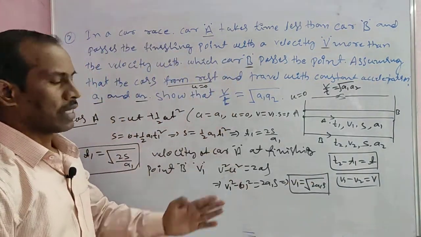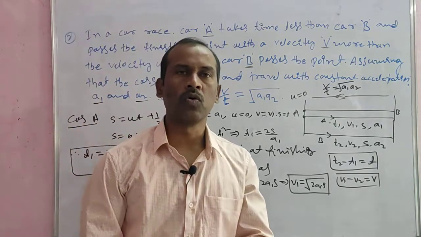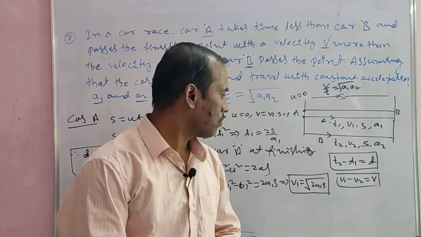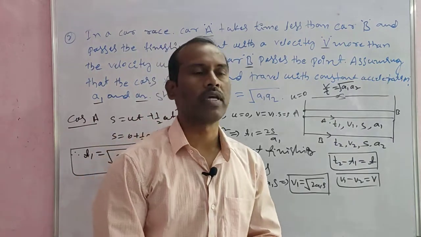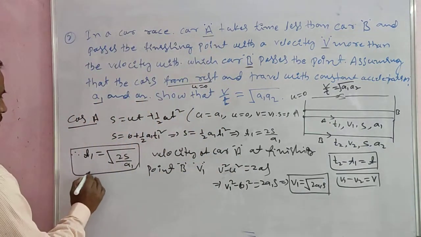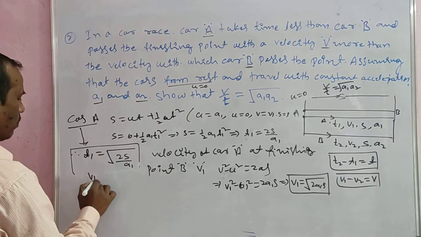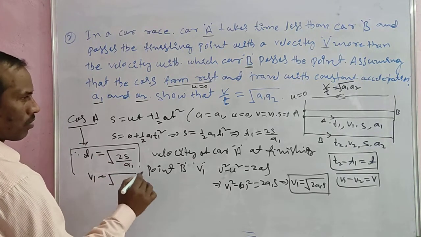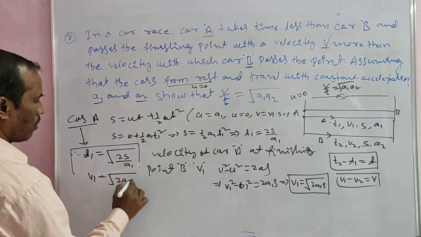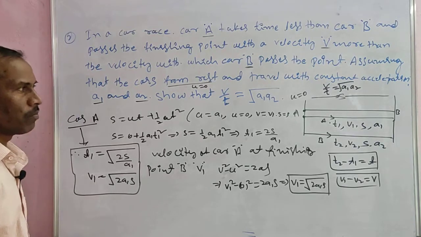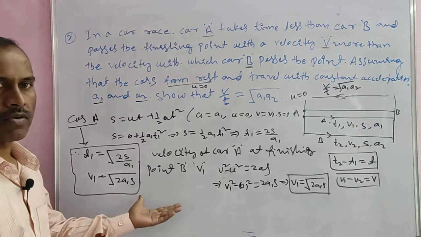V1 is the velocity of the car at the finishing point, so V1 is equal to the square root of 2A1S. This is the information about car A. Note this first of all.